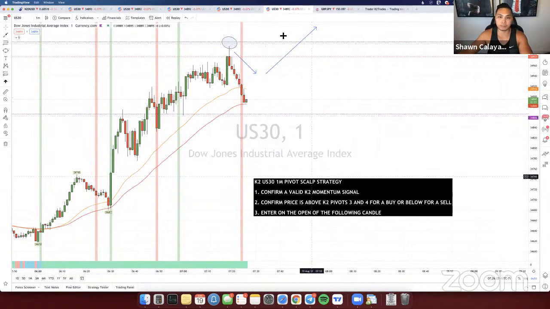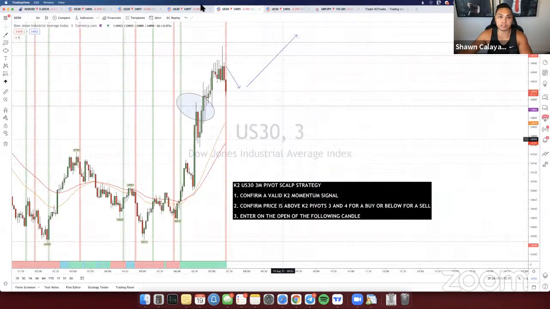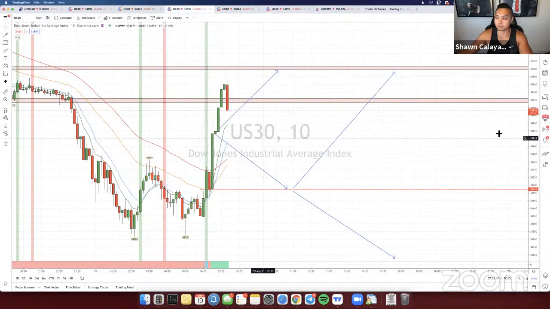So this would be the 1 minute pivot scalp. This would be the 3 minute pivot scalp. And then this would be the snipe entry on the 10 minute.